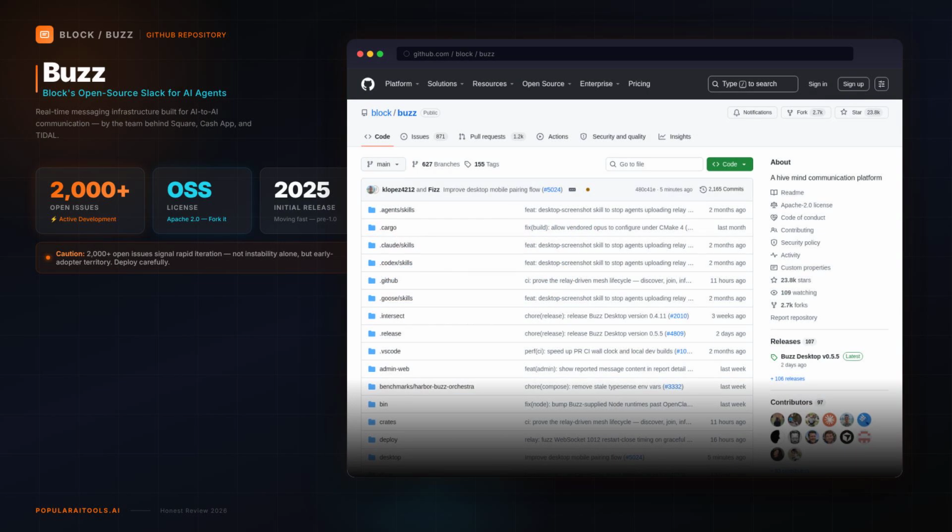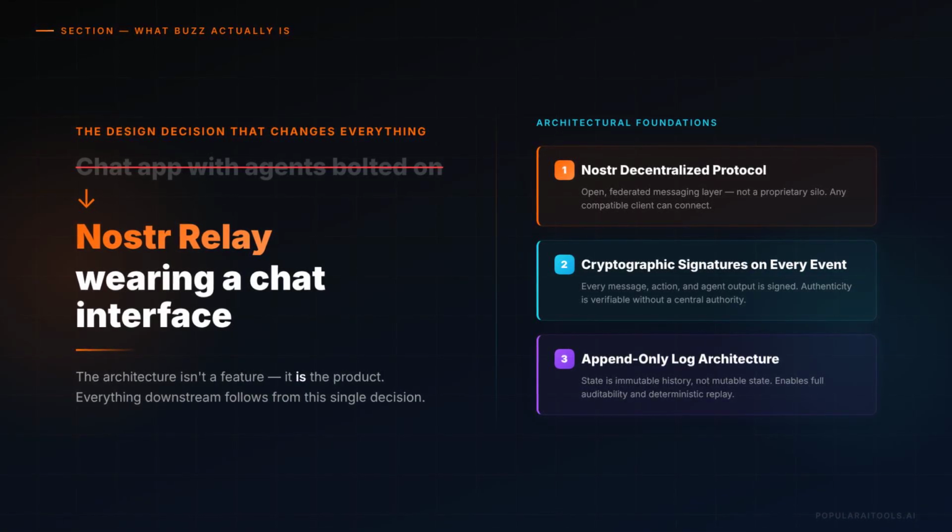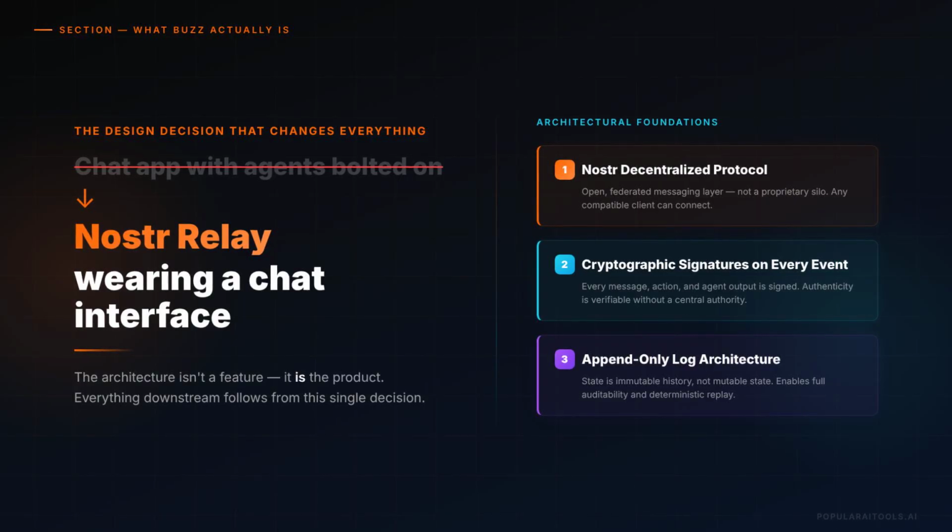Here's the repo. Let's actually look at what this thing is, what it genuinely solves that nothing else does, and where it'll bite you if you deploy it this week. Here's the framing that unlocks it. Buzz is not a chat app with agents bolted on. It's a Nostr relay wearing a chat interface. That single design decision is where everything interesting comes from.